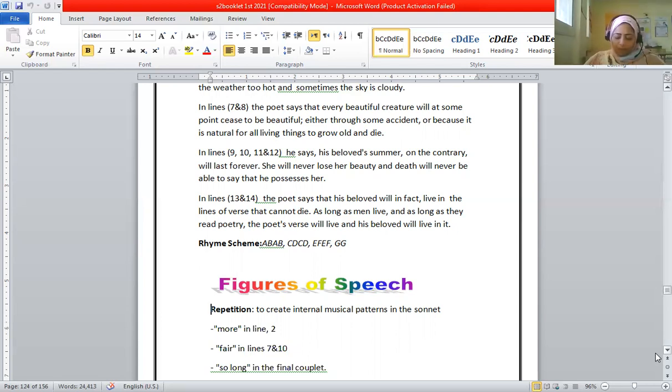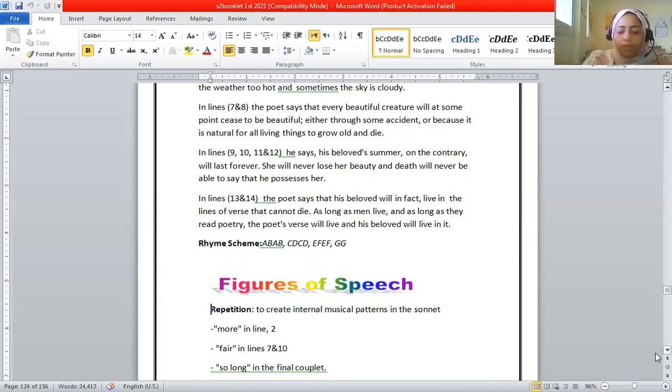In lines 9, 10, 11, 12, it's talking about her. "But thy eternal summer shall not fade, nor lose possession of that fair thou owest, nor shall death brag thou wanderest in his shade, when in eternal lines to time thou growest." Here he says that his beloved, his summer, on the contrary, will last forever. She will never lose her beauty, and death will never be able to say that he possesses her. So even death can never change her or possess her. Nothing can change her beauty.